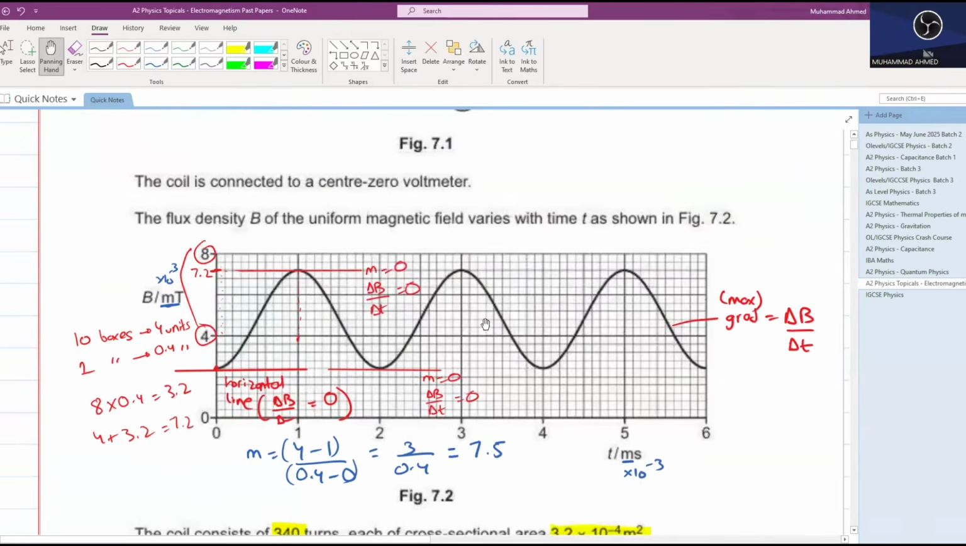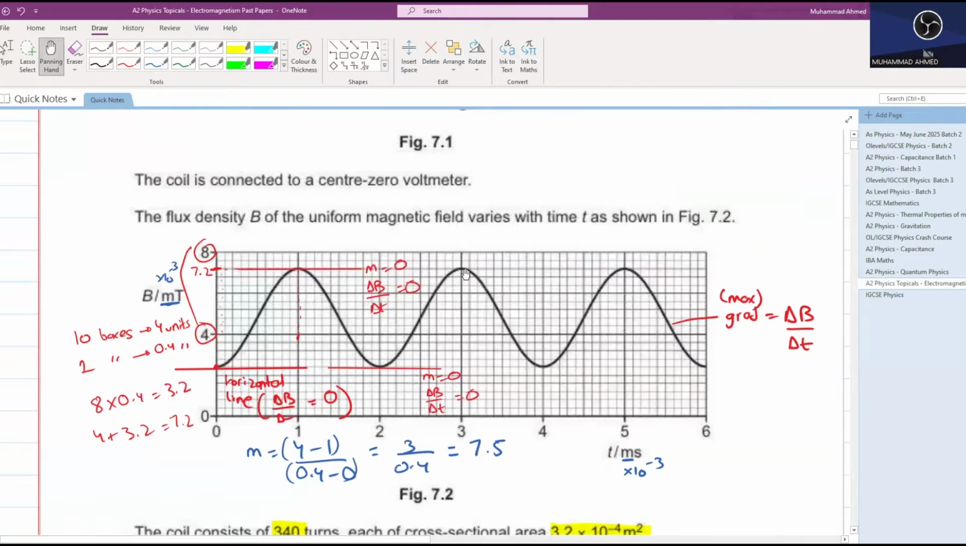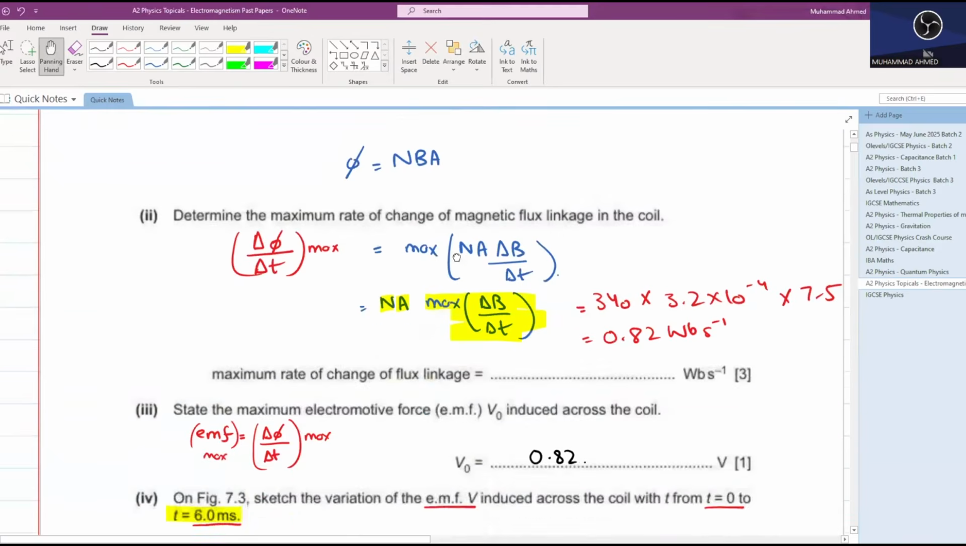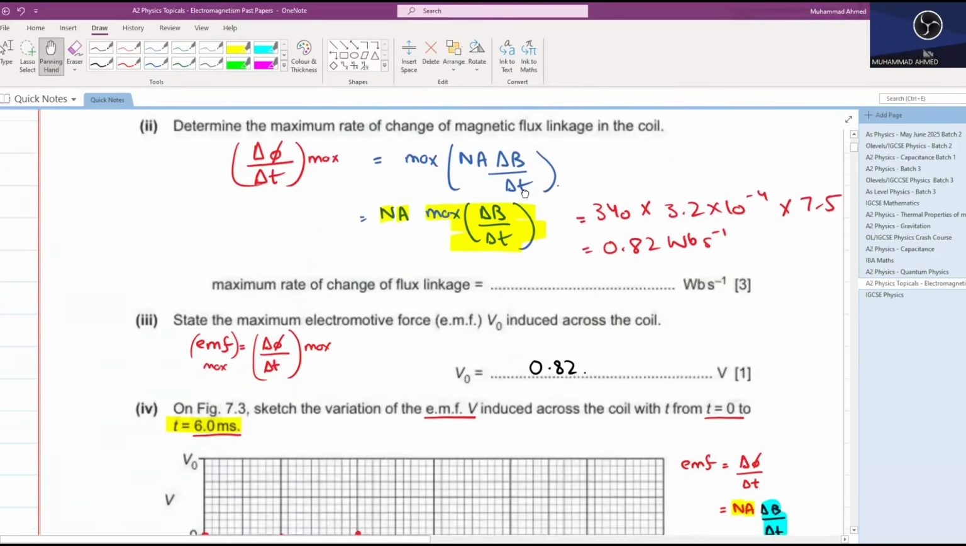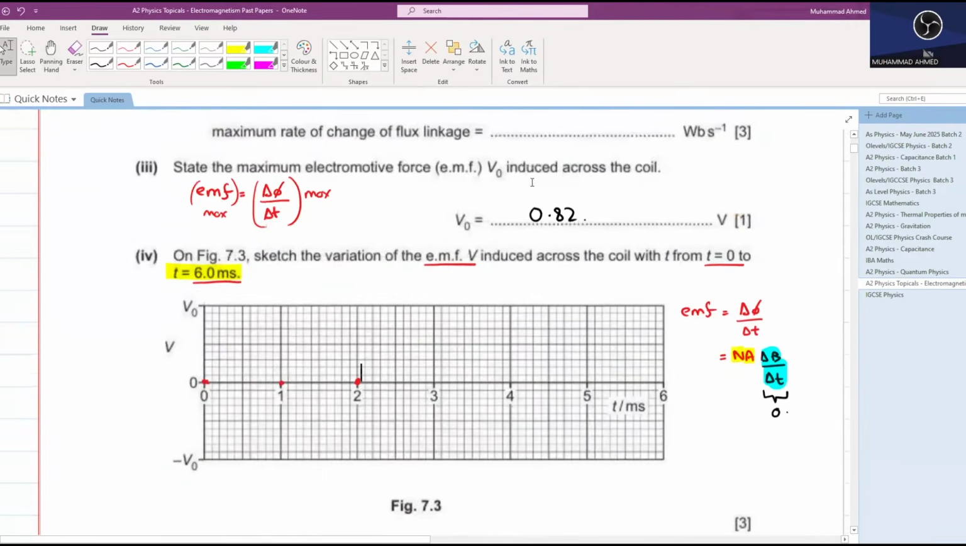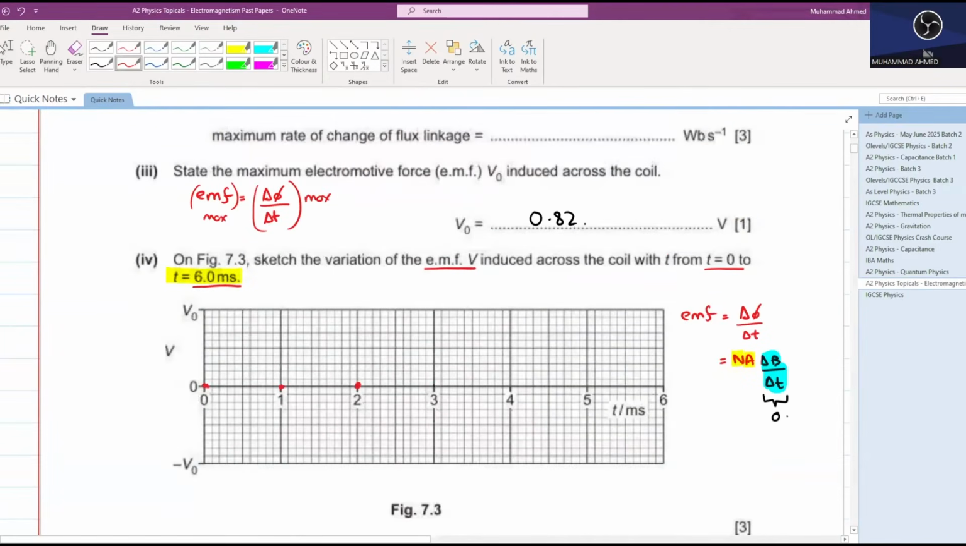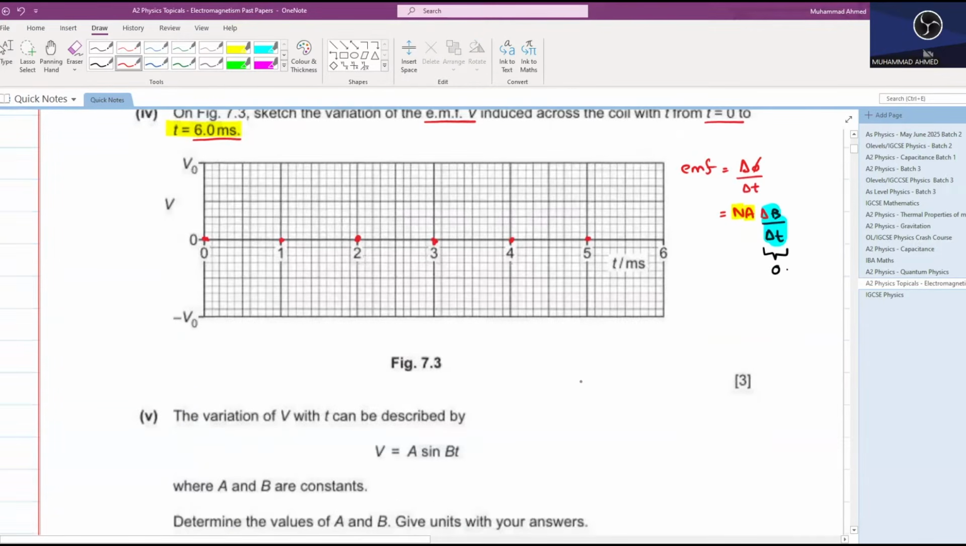Let's check out at 3 seconds. At 3 seconds, it is also 0. At 4, it is also 0. At 5, it is also 0. Okay, so let's mark the zeros correctly first of all. At 3, your induced EMF is 0. At 4, it is 0. At 5, it is 0. Okay, now you have more than enough points.